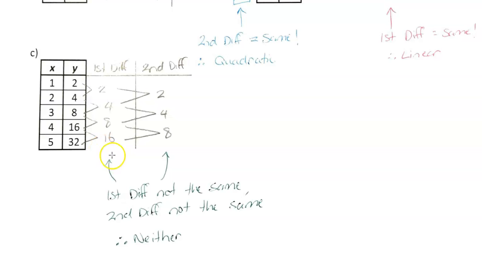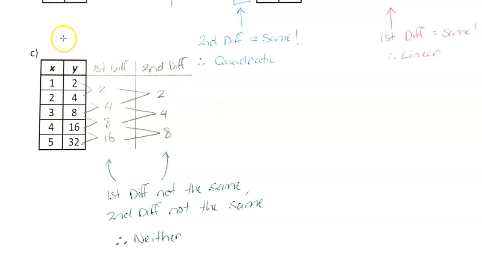Notice I didn't show my work this time. I just showed the answers of the subtraction. You can totally do that and save some time. Notice that I showed all my answers for the first and second differences and none of them are the same, which means it's neither. It's not linear because none of the first differences are the same. It's not quadratic because none of the second differences are the same. So it must be something else.